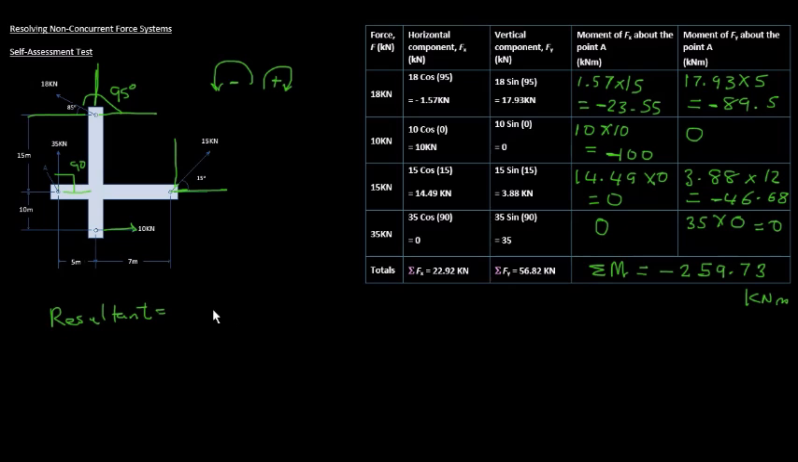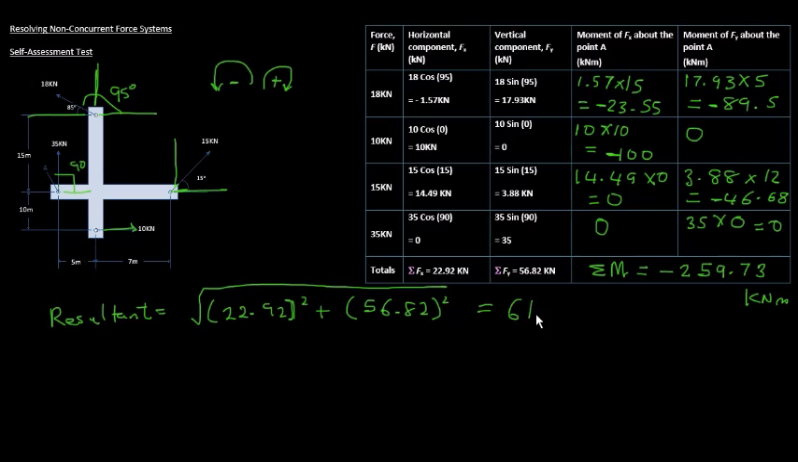Okay, our resultant is the square root of 22.92 squared plus 56.82 squared, these two, and that equals about 61.2686 kilonewtons.